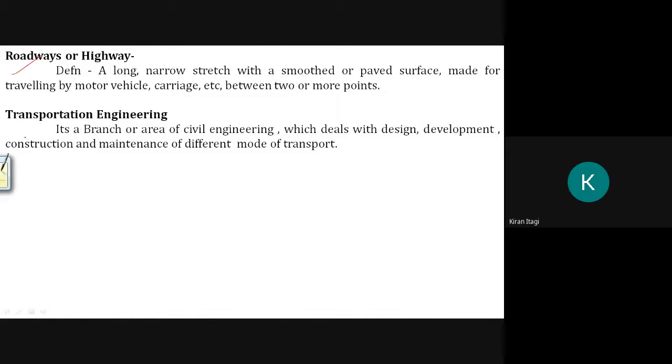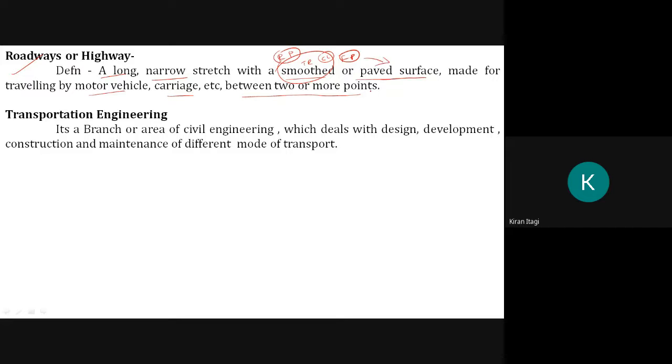If you want to know the definition of the roadways, it is a long, narrow stretch with a smooth or paved surface made for the traveling of a motor vehicle, carriage, etc., between two or more points. Here, smooth means either a flexible pavement or a rigid pavement, meaning it is a tar road or CC road.